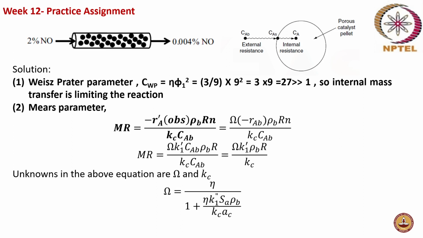Now let us look into the expression for overall effectiveness factor. Overall effectiveness factor omega is given by eta divided by 1 plus eta into K1 double prime into SA into rho B by Kc into AC. So if you look into the expression for overall effectiveness factor, here again the unknown is your mass transfer coefficient Kc. So in order to estimate the Mears parameter and also the overall effectiveness factor, first we have to estimate the value of Kc, which is nothing but the mass transport coefficient.